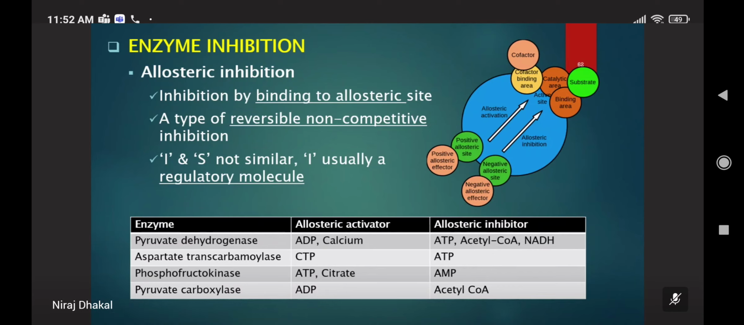So whichever wins will win the race. If there is a higher amount of activators, the enzyme will be activated, so the pathway will go on. If the concentration of the inhibitor molecules is higher, then the enzyme will be inactivated, so that the pathway will slow down or stop. And this is done to regulate the biochemical mechanisms of our body.